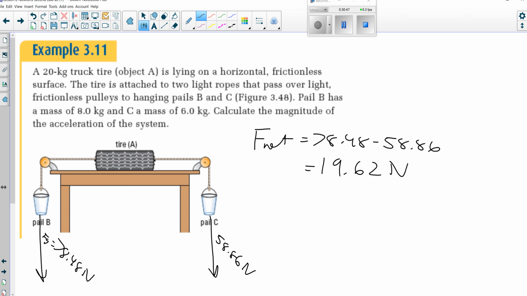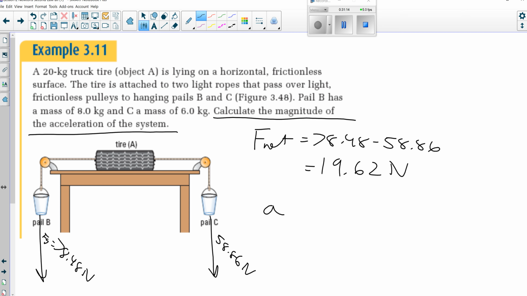Okay, so now that I've got the net force, they want the acceleration, and look at the wording of this. Calculate the magnitude of the acceleration of the system, because we can do nothing else. The system has 3 different parts. All 3 parts go in different directions. So all we can do is say the system accelerates at this rate. But we cannot give direction with that wording.